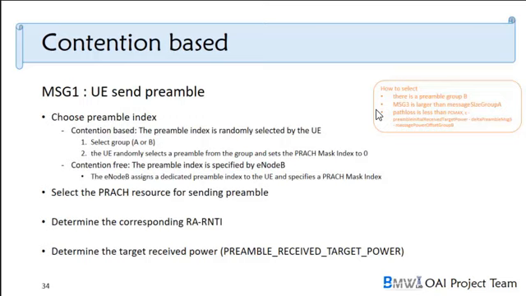And now this is message 1. The UE will send the preamble. First, it will choose the preamble index. In contention-based, the preamble index is randomly selected by the UE. And in contention-free, it is specified by the eNodeB. Later, I will show how to select the preamble. And after choosing the preamble index, we will select the PRACH resource for sending the preamble. And then we will determine the corresponding RA-RNTI and determine the target receive power.